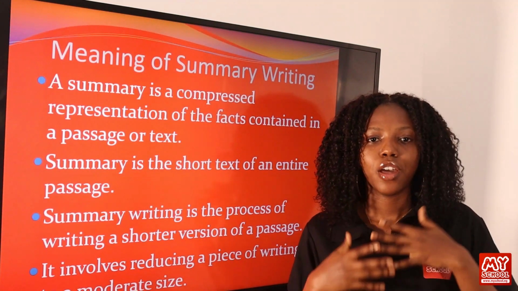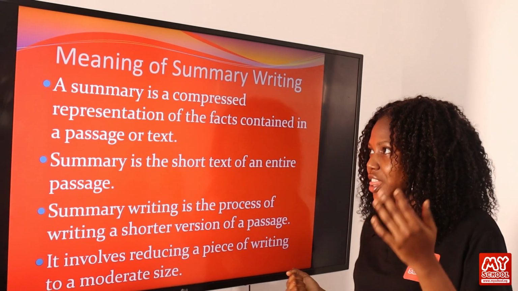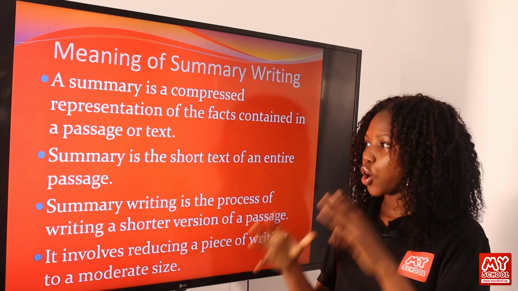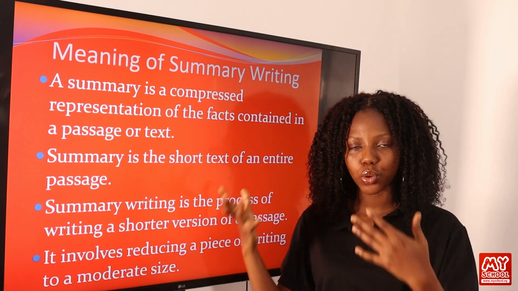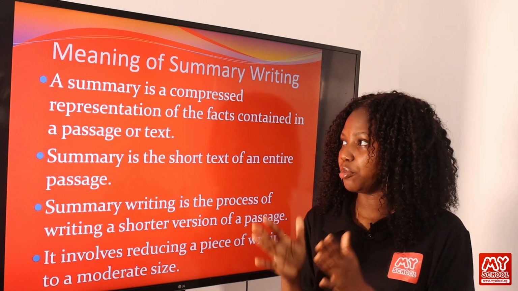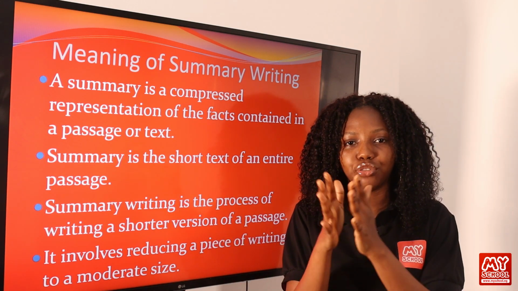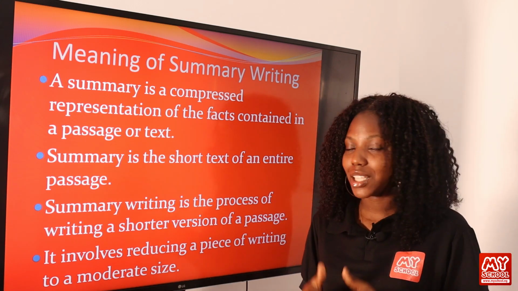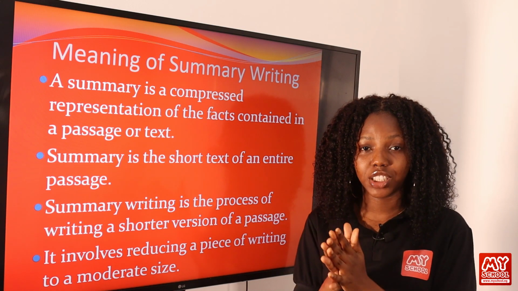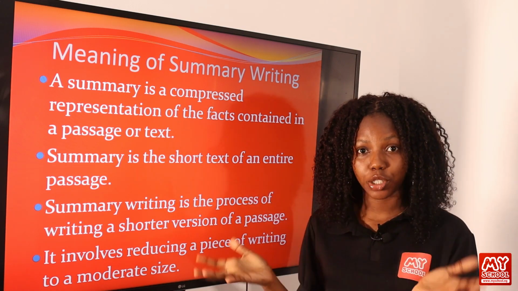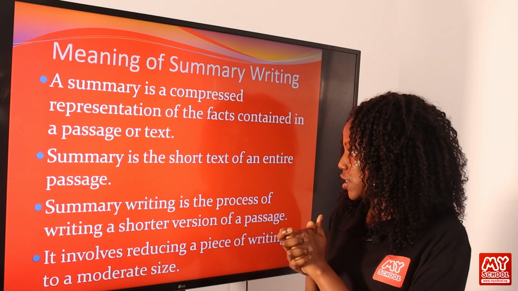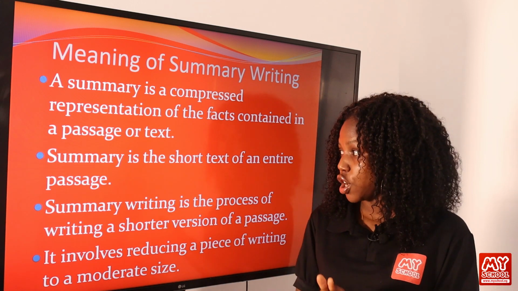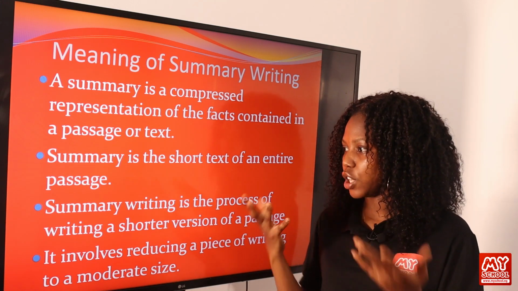The first objective, the meaning of summary writing. Now, a summary is a compressed representation of the facts contained in a passage or text. When something is compressed, it is reduced in quantity, it is lessened. So that's what we mean by compressed. It's a compressed representation of a larger text, of a larger passage. Summary is the short text of an entire passage. This is another way we can describe summary. So summary is a short text of a larger passage.